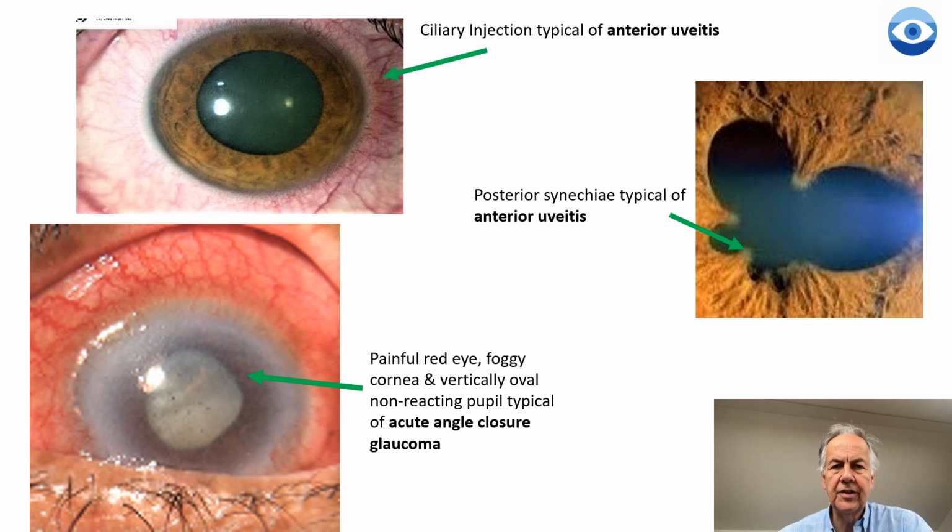Here are three images. At top left, the localized injection at the limbus occurring with iritis. To the right, the adhesion between pupil margin and anterior lens capsule in iritis. These adhesions are called posterior synechiae. Bottom left is an eye suffering acute angle closure glaucoma with pain, redness, loss of vision due to foggy cornea, and in this case some cataract, and typically with a vertically oval, non-reacting pupil.